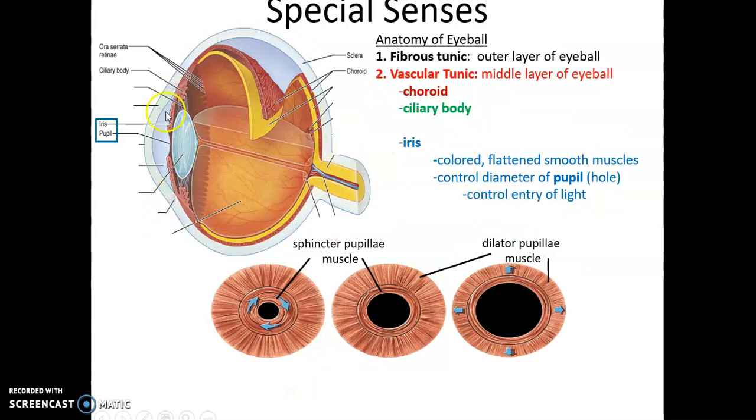Also part of the vascular tunic is another ring of smooth muscle tissue. This is anterior to the lens, or in front of the lens, and this is called the iris. The iris is the colored part of the eye, as it were. So if someone says you have brown eyes, they're talking about the color of your iris. And in the center of the iris is a hole called the pupil. And light that passes through the cornea then must pass through the pupil to get deeper into the eye. And so the iris controls the amount of light that enters the eye by controlling the diameter of the pupil.